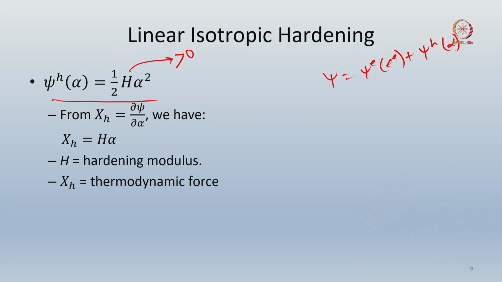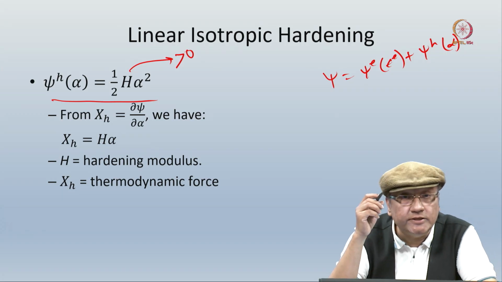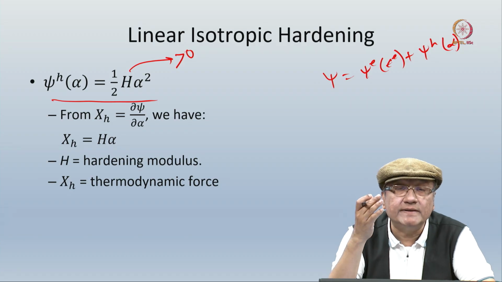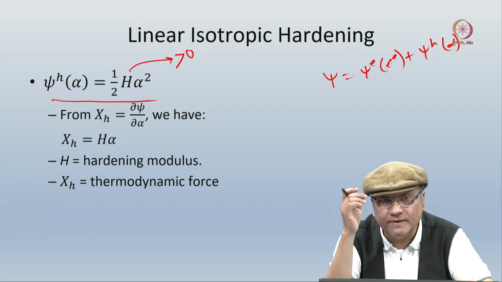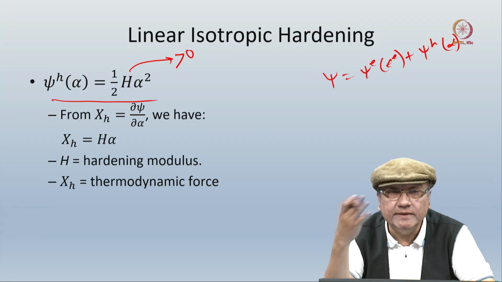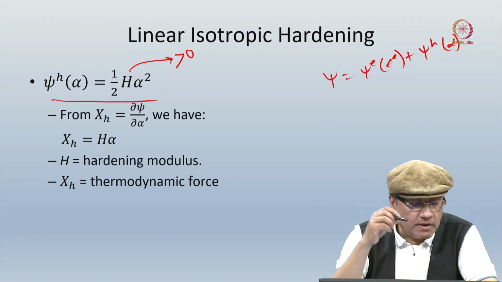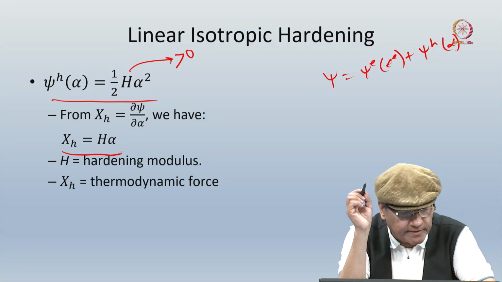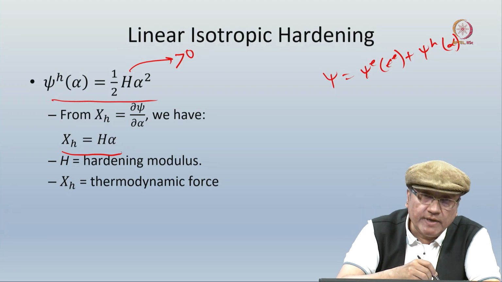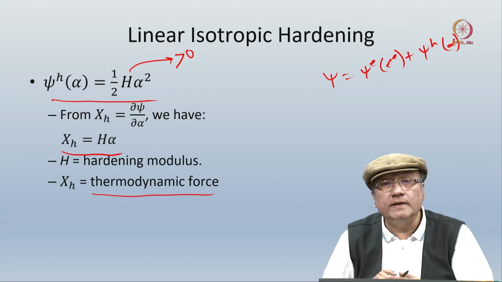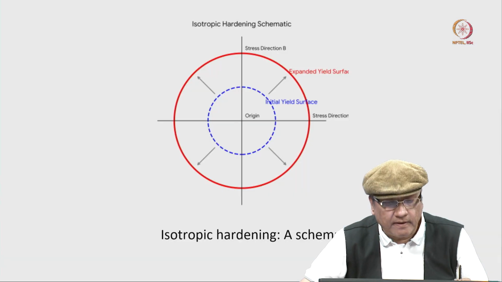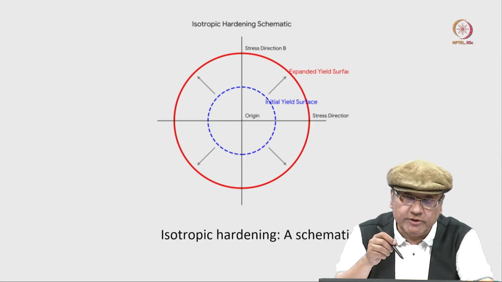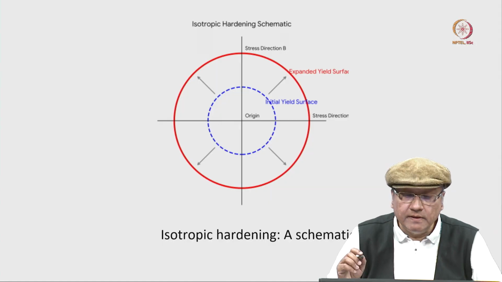Now because the hardening energy is a quadratic function of alpha, and xh is basically the derivative of psi h with respect to alpha, you can expect this to be the linear type of hardening, because any quadratic energy leads to a linear problem. So xh in this particular case will be simply H alpha if you differentiate. Xh, as we have already seen, is called a thermodynamic force arising out of hardening. This is the typical scenario of what is happening.